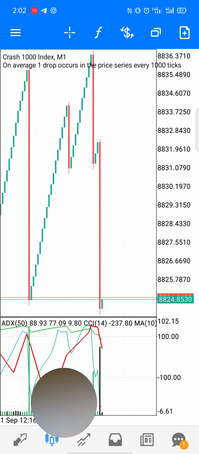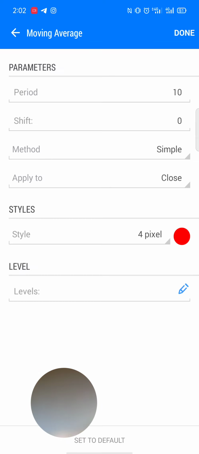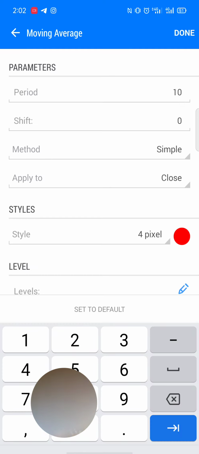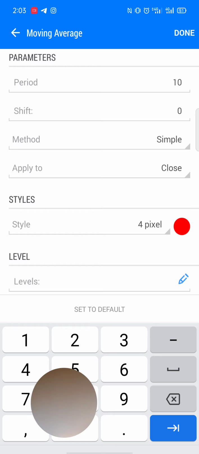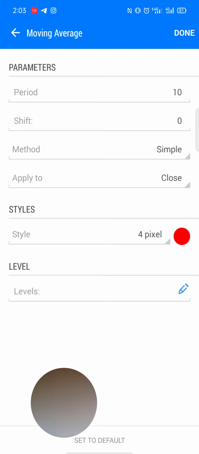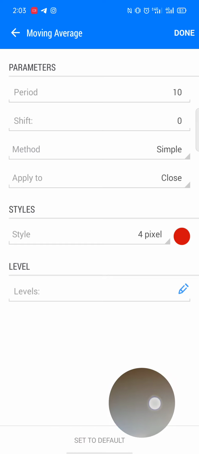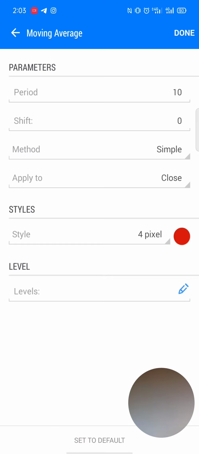Okay, so the next indicator is the moving average, which is period 10, shift 0, apply to close. The method is simple. The style is 3 pixel, and the color is red. Guys, please watch this video attentively, don't skip any part. The strategy is very powerful.